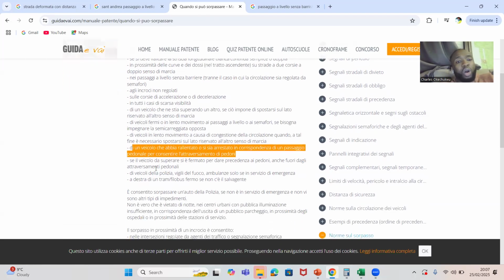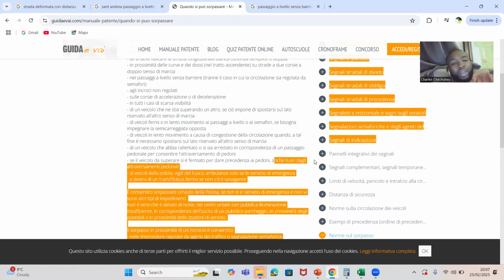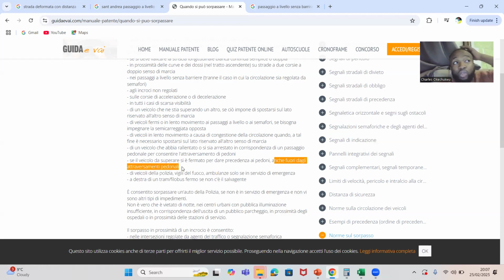Next one. Don't overtake a veicolo da sorpassare. You know who they're talking about now: the person in front, whom you want to overtake. They said if that vehicle, veicolo da sorpassare, si è fermato per dare precedenza ai pedoni, that person has stopped to give way to pedestrians to cross the road. Don't overtake them to be sharp. Even if you find yourself anche fuori dell'attraversamento pedonale, if the person stops to allow an old person who is not on the striscia pedonale, and you overtake, you are committing a crime. Is it clear? Don't overtake if somebody stopped to allow somebody to cross the road, even if the person is not on the attraversamento pedonale.